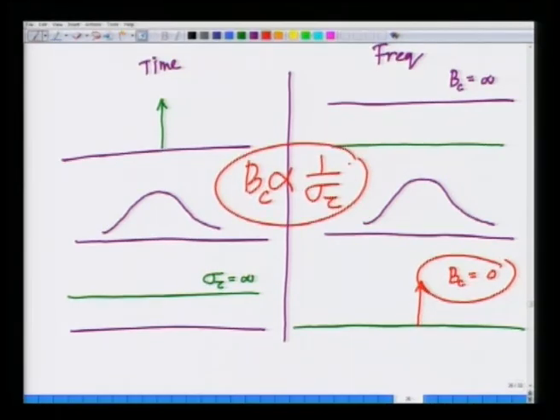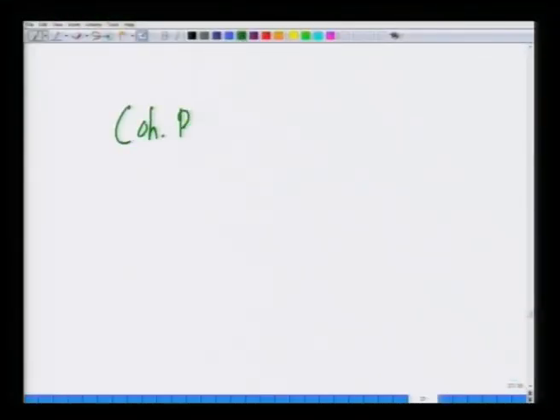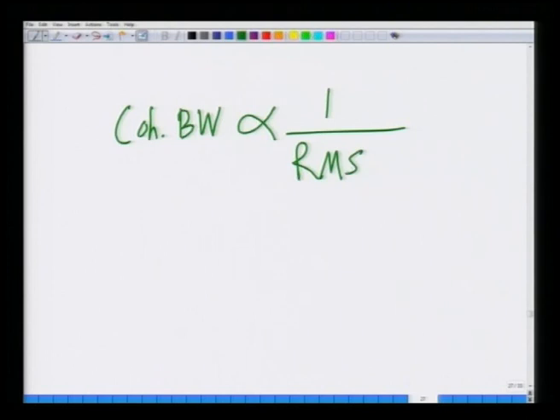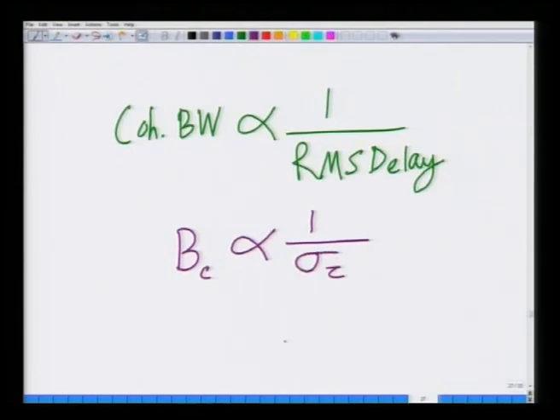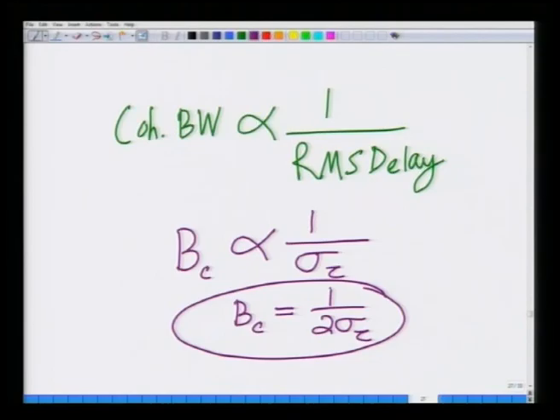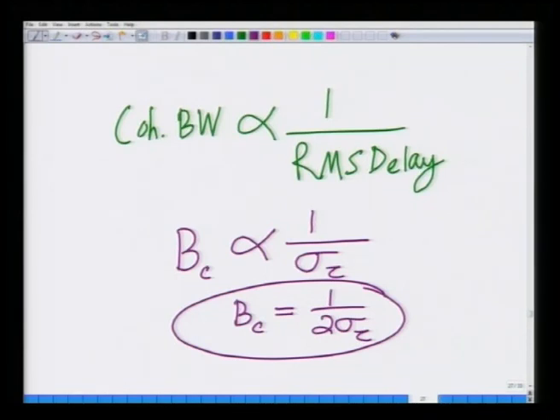Let me write that down again over here. Clearly, the coherence bandwidth is inversely proportional to the RMS delay, right, which is B c, the coherence bandwidth is inversely proportional to sigma tau, and we said one approximation that we can use is that B c equals 1 over 2 sigma tau, that is the coherence bandwidth is 1 over twice the RMS delay spread. This is the approximation that we can use in our computation.